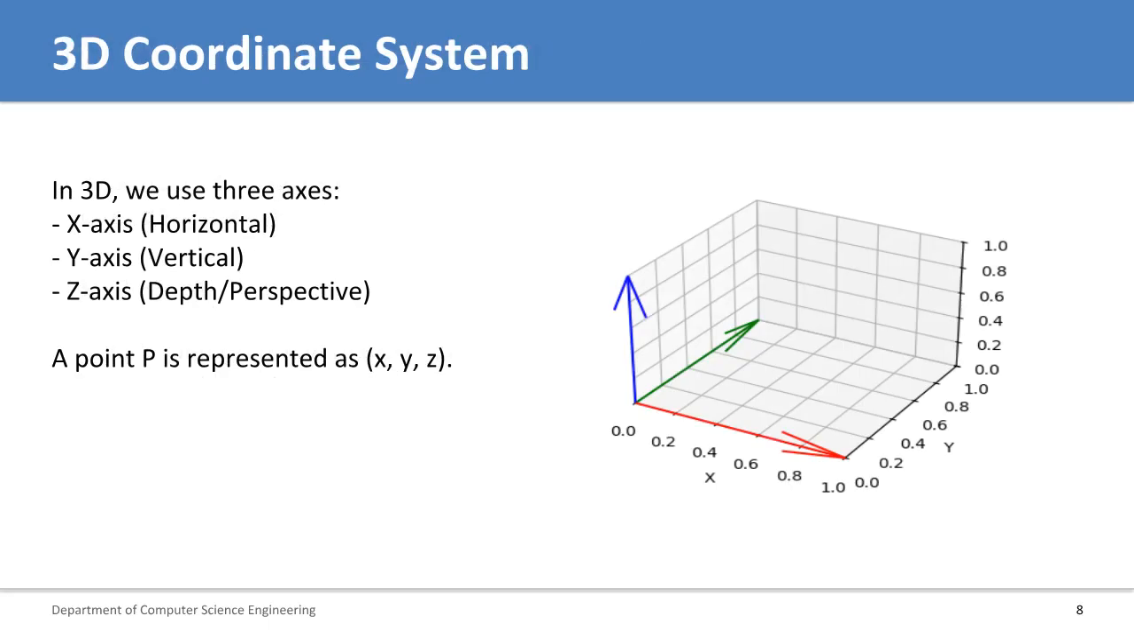In a 3D coordinate system, we use three axes: the x-axis, y-axis, and z-axis. The x-axis represents horizontal movement, the y-axis represents vertical movement, and the z-axis represents depth. Any point in 3D space can be represented using three coordinates written as x, y, and z.